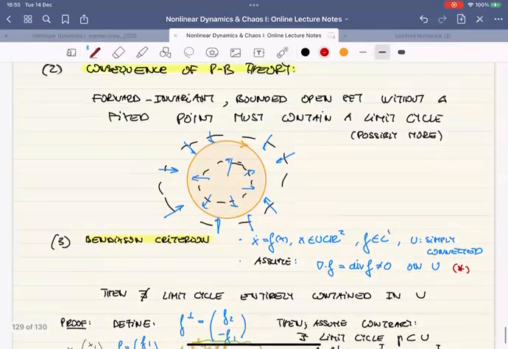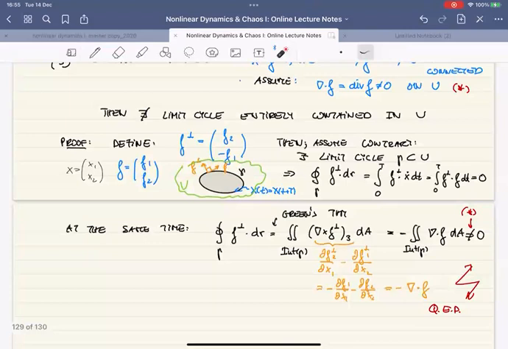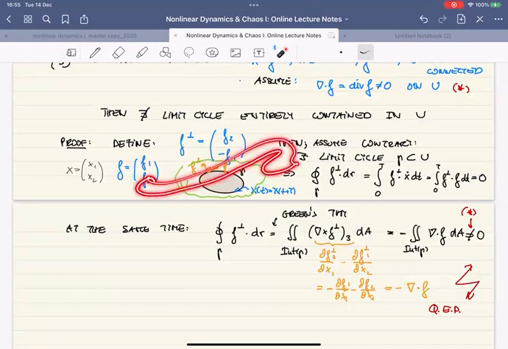And you may still have a limit cycle in general, but it has to leave that domain, okay? So it cannot be fully contained in U, right? So what I've drawn here is not possible, but this could still be possible. There's nothing against that, okay? So one implication, any questions on the statement?